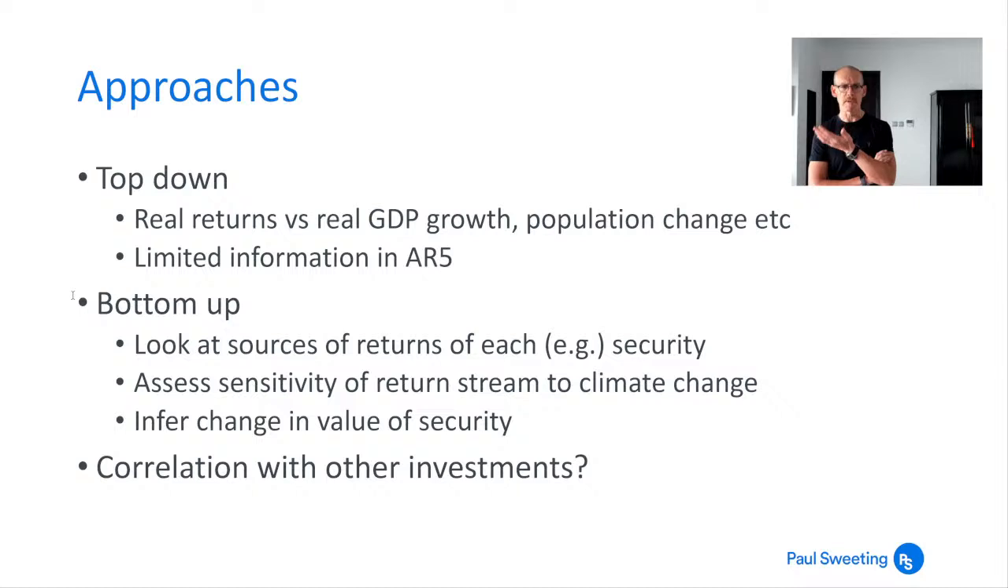I think for both of these, there's two ways of doing it. There's a top-down approach and a bottom-up approach. So the top-down approach, you could look at what real returns you might expect versus changes in GDP, changes in population, and so on, drawing that information from AR5 or similar reports. So taking some macro variables coming out of the modelling, and then just looking at the relationship between those macro variables and individual asset classes.